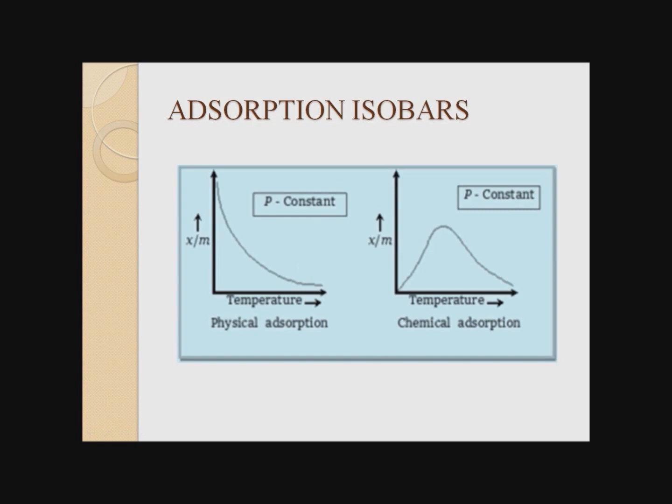Second is the chemisorption isobar. In chemisorption isobars, there is an initial increase with temperature and then the expected decrease. The initial increase with temperature is due to the heat supplied as activation energy for the formation of chemical bonds on the surface of the adsorbent, and then it decreases with the increase of temperature.